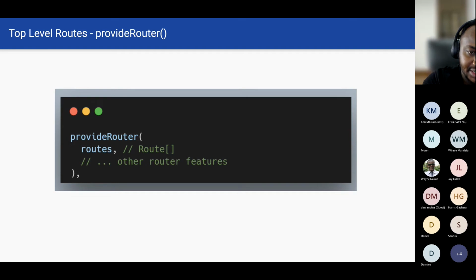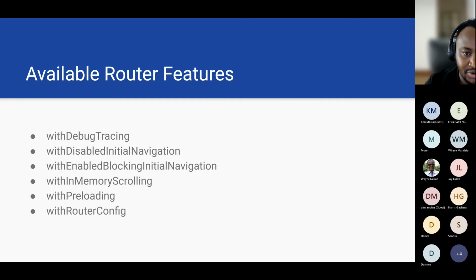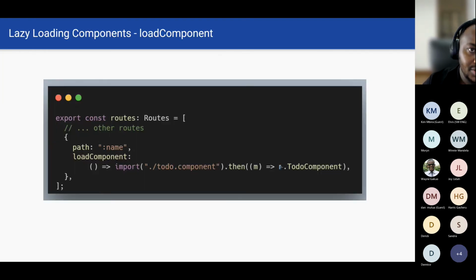This method accepts features after you provide the initial routes. They don't have to be in any specific order. So these are the features you are going to play with or configure for the router, and you can provide as many as you want.